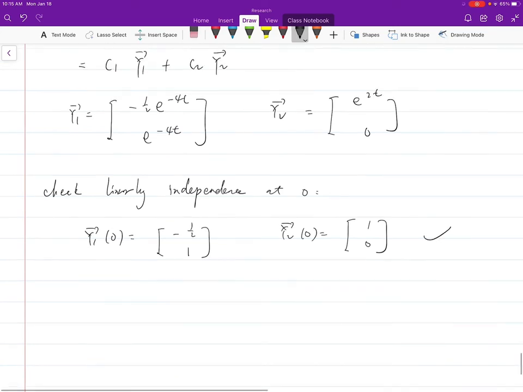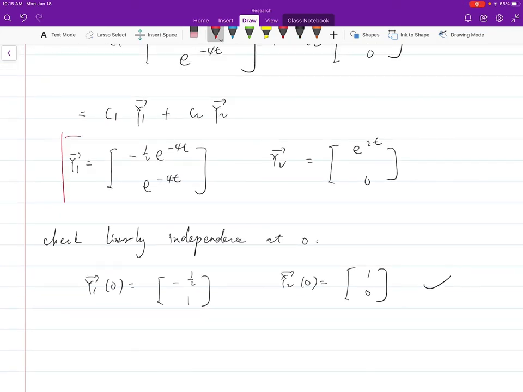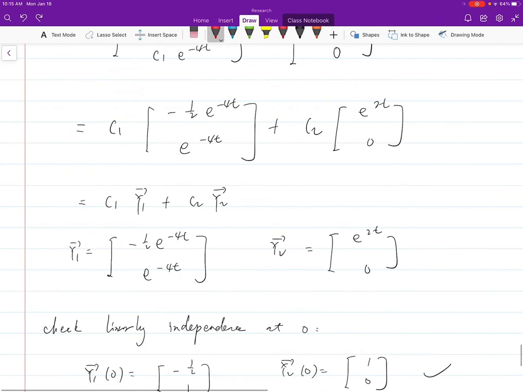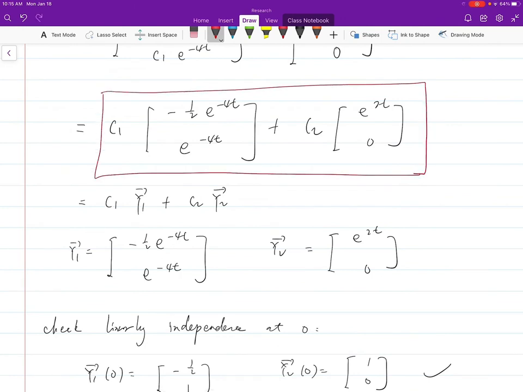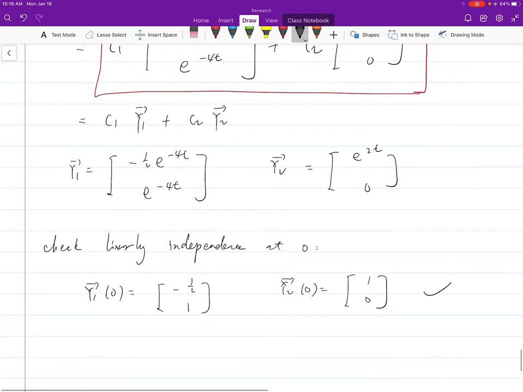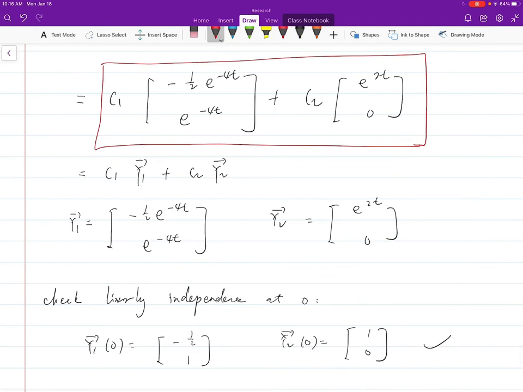Check. Therefore, the final general solution can be kept in this way. It's done. C1 vector plus C2 times a vector, and these two vectors are linearly independent. Okay, so that's done for the general solution.